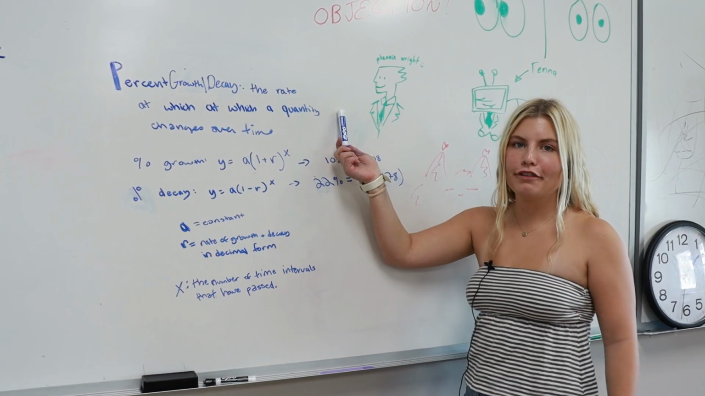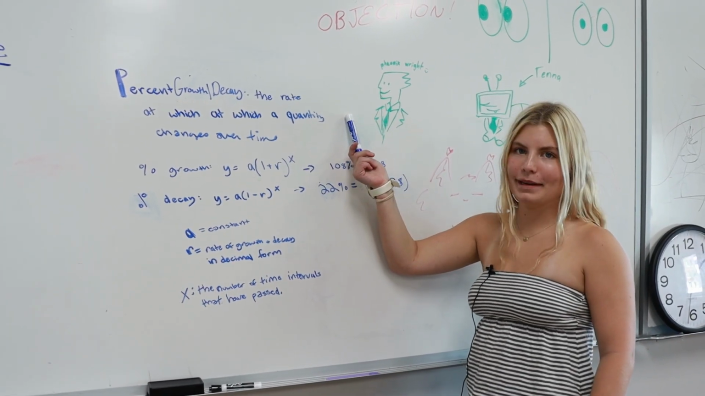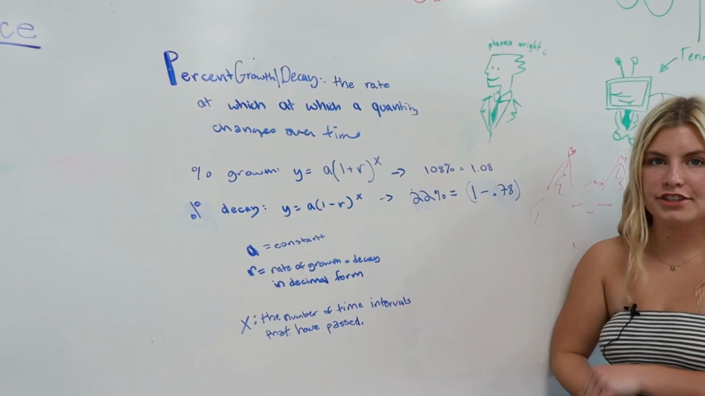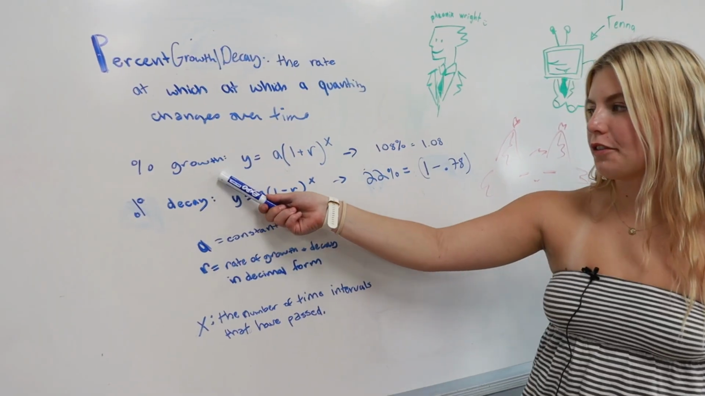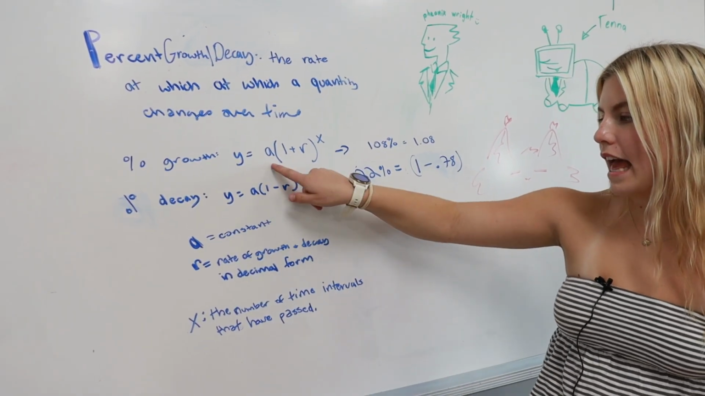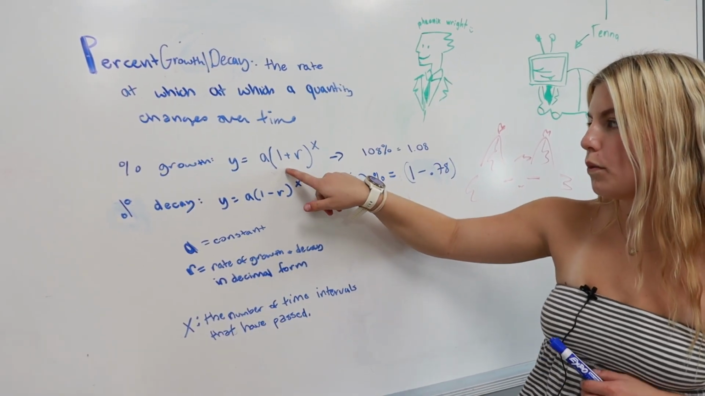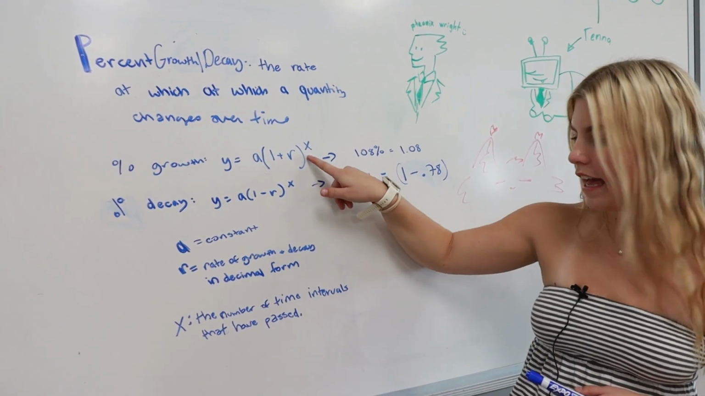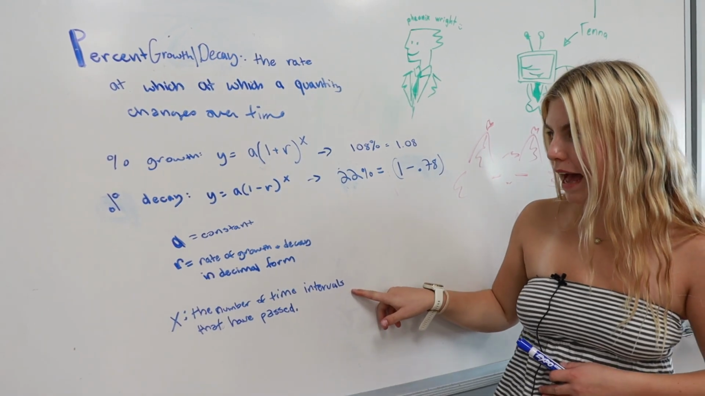Here's a quick overview of what percent growth and decay are before we get into some examples. Percent growth and decay is the rate at which a quantity changes over time. With percent growth, our equation is y equals a, where a is our constant, times 1 plus r, where r is our rate of growth and decay in decimal form, to the power of x, where x is the number of time intervals that have passed.